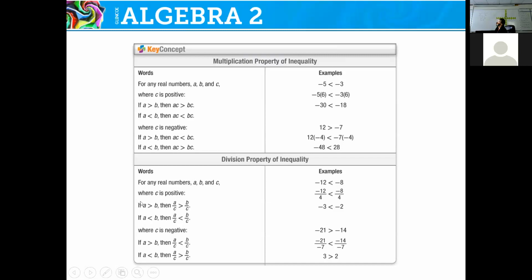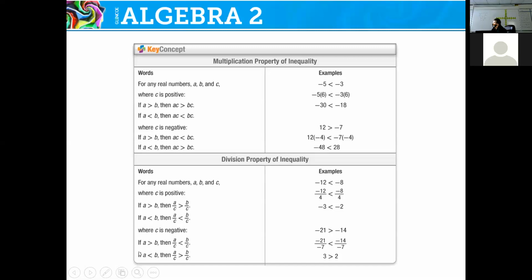Okay, looking at the division property of inequality. It says for any real numbers a, b, and c, where c is positive, if a is greater than b, then a divided by c will be greater than b divided by c. And you can see the example here, where we have negative 12 is less than negative 8. We've decided to divide both by a positive 4, and we get negative 3 is less than negative 2, which is true. You notice how we didn't have to flip the sign. That's because we divided by a positive number. We only flip the sign if it's negative.